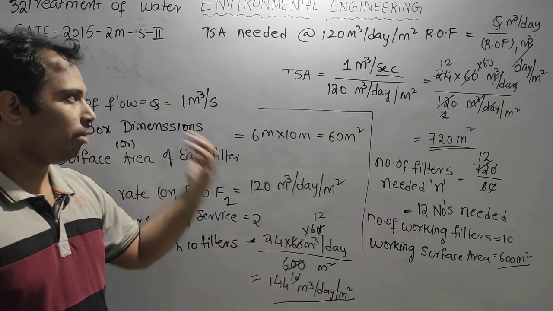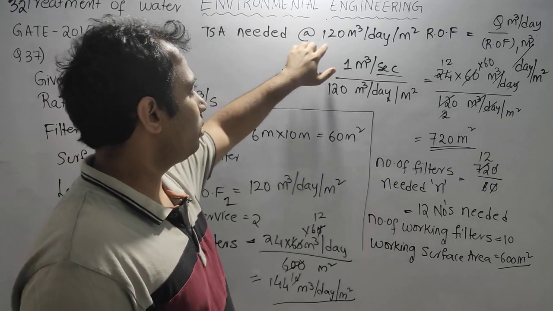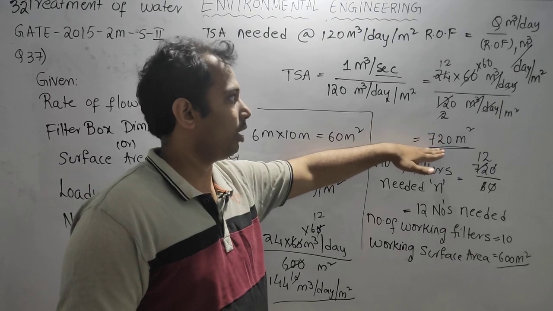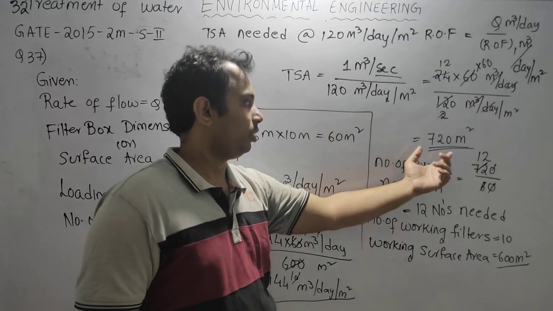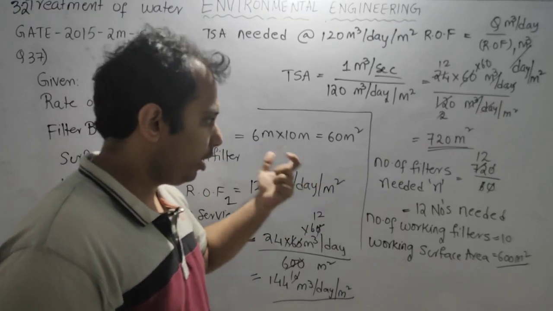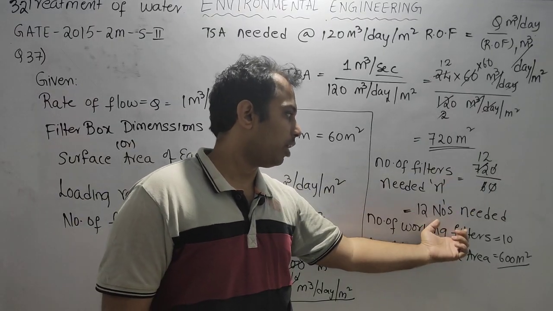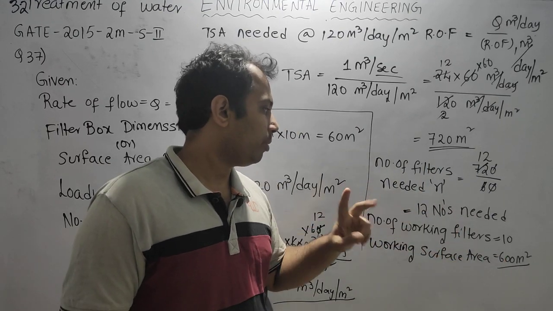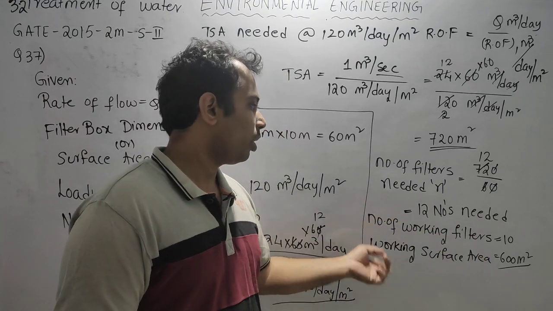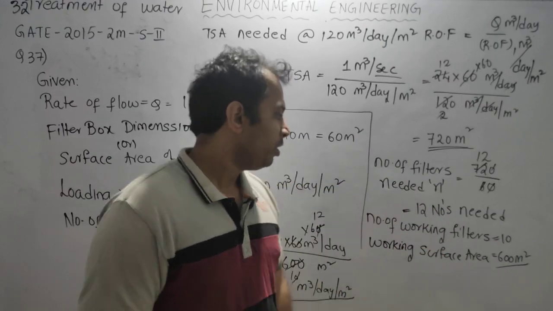To get that, we need to find the total surface area. So total surface area needed at this filtration rate is 720 meter square. So the number of existing filters with this rate of filtration is 720 by 60, that is 12 filters. Of these 12, only 2 are under breakdown and the number of working filters is now 10. So the working surface area will become 10 into 60, each is 60 meter square, so it is 600 meter square.